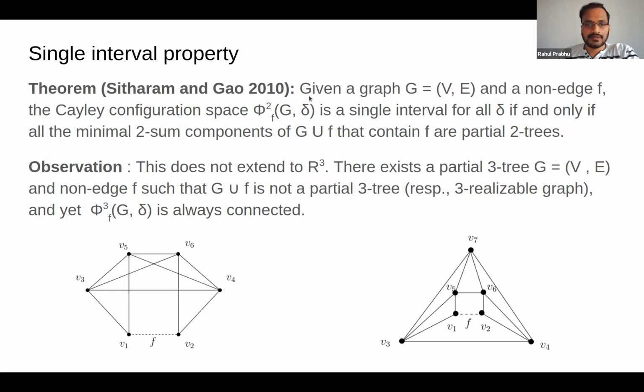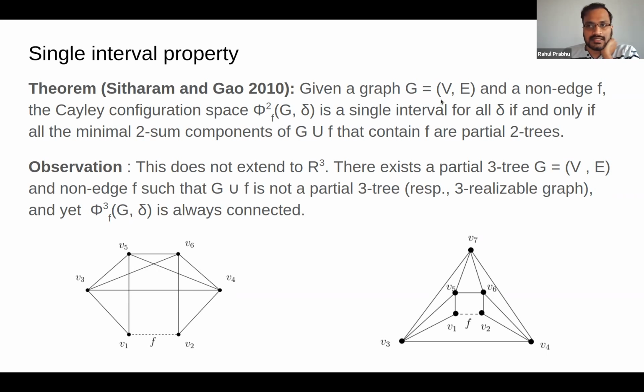So again, going back to the single interval property, this was a theorem. Sean talked about this a little bit last week. I'm not going to go into the proof of this theorem here. Given a graph G and a non-edge F, the Cayley configuration space on F for the graph G and edge length assignments delta is a single interval for all delta if and only if the minimal two-sum components of G union F that contain F are partial two trees.